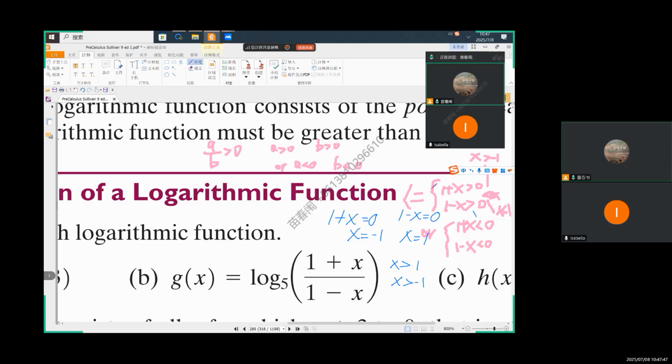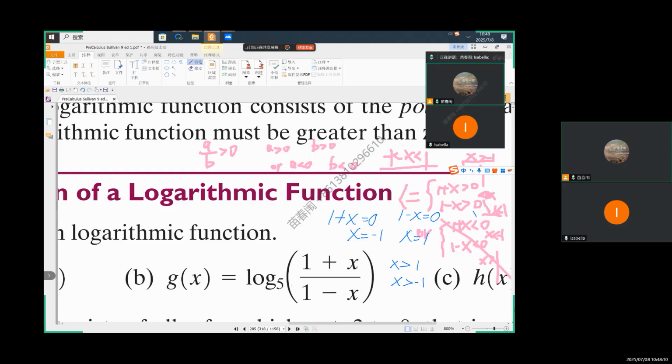So now this one all together, this two, this one and this one together, you have x greater than -1 and less than 1, right? Yeah. And the other one you can't solve. This is x less than -1, but x also greater than 1, so this one has no solution, right? Yeah.